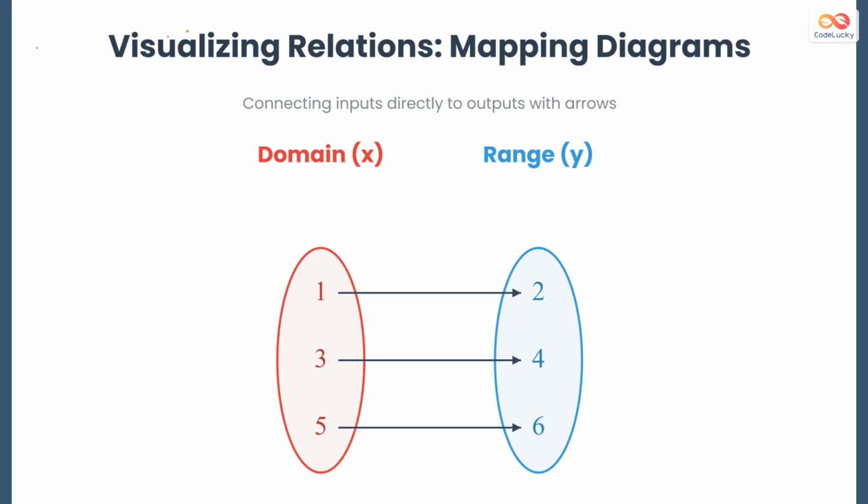We can visualize relations in a few ways. First, here is a mapping diagram. We list the domain on the left and the range on the right. Then, we draw arrows to show which input connects to which output. It is a great way to see the connections clearly.